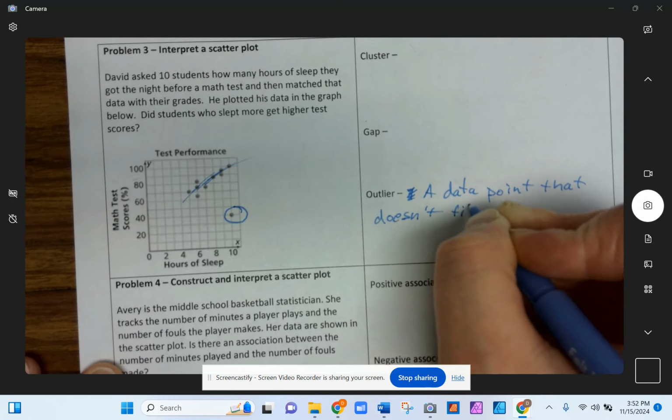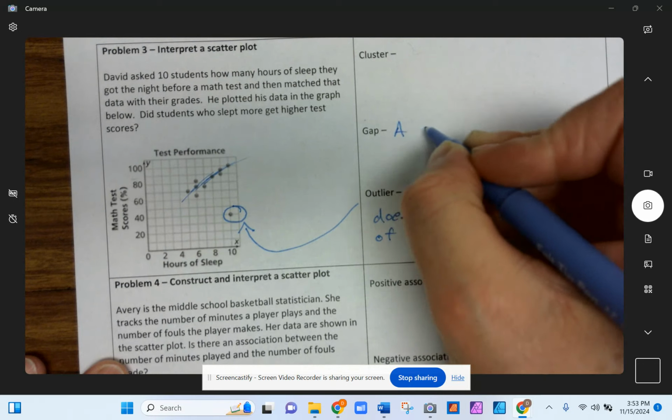And honestly, in real life situations, you're going to have outliers like this, where you have points right here that don't fit, right? All this stuff is in that general trend, like the more sleep you get, the higher your test score. But sometimes you have some kid who just didn't do well on the test. He still slept 10 hours, right? A gap is a space where you have no data.